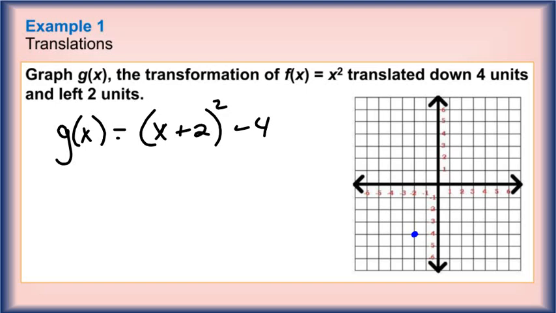So if I put a -1 in for x, -1 plus 2 is 1. 1 squared is 1, minus 4 is -3. I have a point here, and I can mirror that one, and I would have a point there. I have enough to draw my parabola, and there's our parabola.